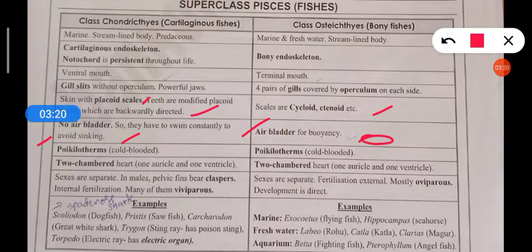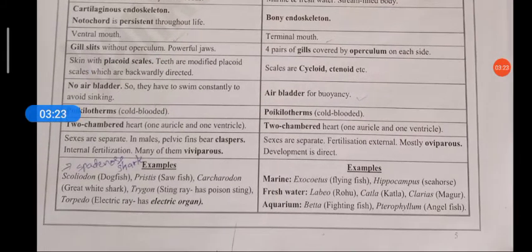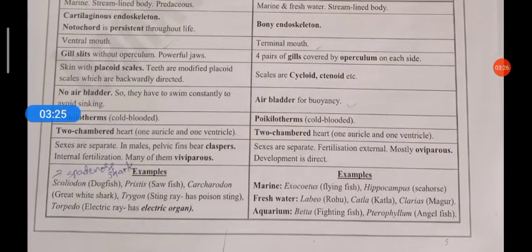And one more important thing is that these animals are poikilothermic animals, and these are also poikilothermic animals. Poikilothermic means cold-blooded animals. Cold-blooded animals do not maintain a constant body temperature. According to the environmental changes, the body temperature changes. That type of animals are called poikilothermic animals.